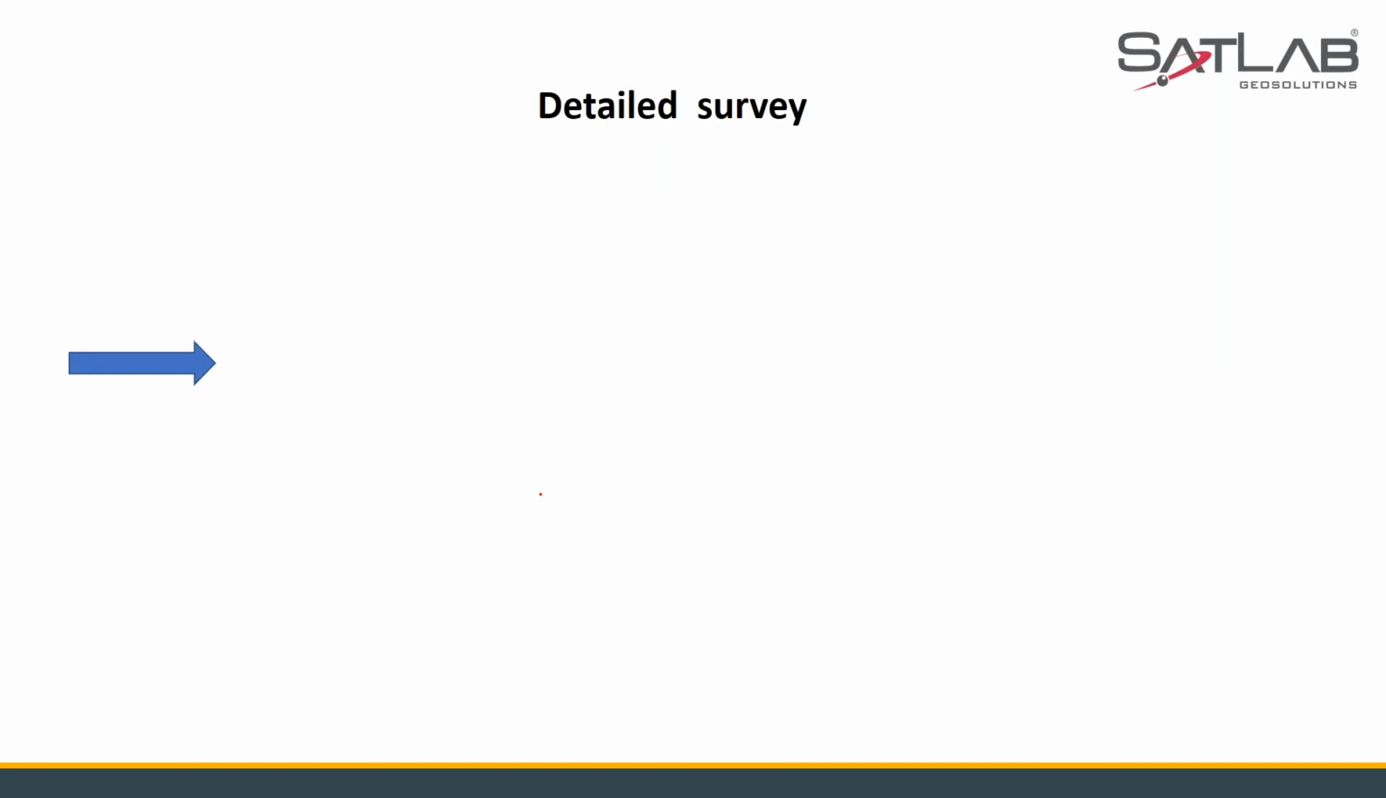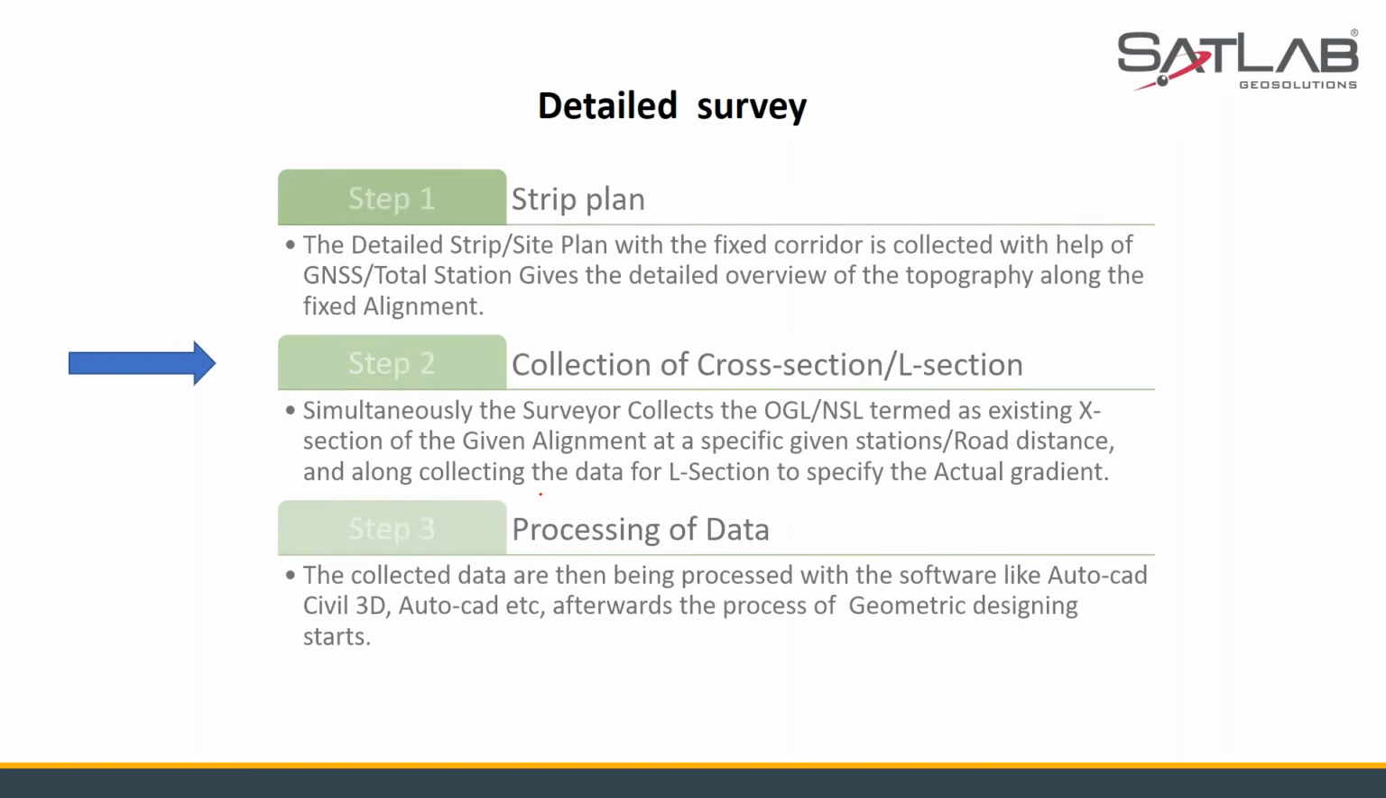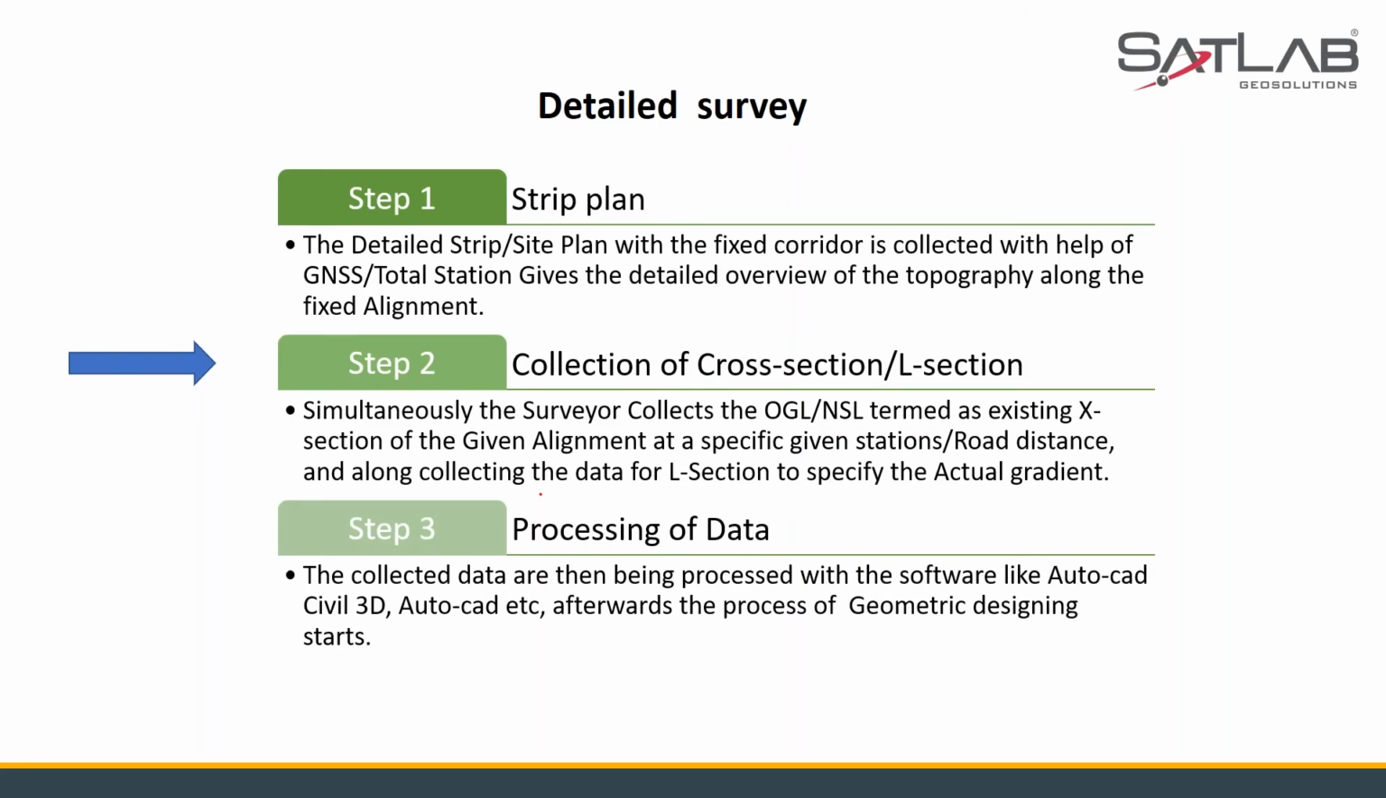That's it. We're not doing anything right now. We're just fixing an alignment. And after we fix an alignment, we go for the preliminary survey or the recce survey, where we just identify the terrains and the physical features, both man-made and environmental. After this part is done, we go with the detailed survey.